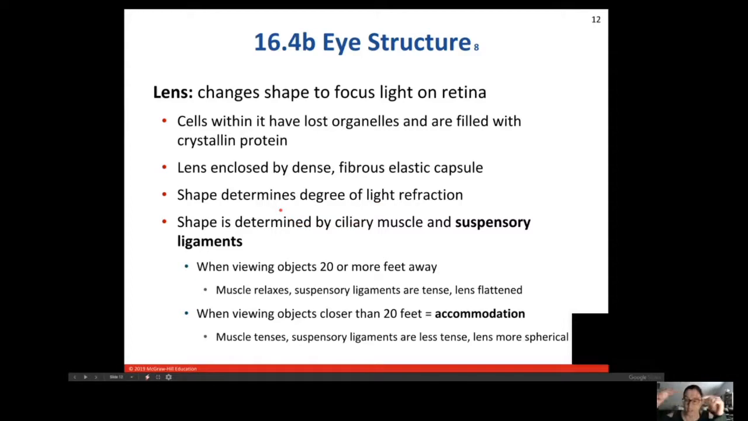As we said, the lens is connected to the ciliary muscles by these suspensory ligaments, and so it holds it suspended in the middle of the eye, and if the suspensory ligaments are loose, it can round up, and if they're tight, it's going to pull it straight and flatten the lens out. And the shape of the lens determines the degree of light refraction, so how much the light bends as it passes through the lens. And this is going to, once again, be determined by the ciliary muscle and the suspensory ligaments.